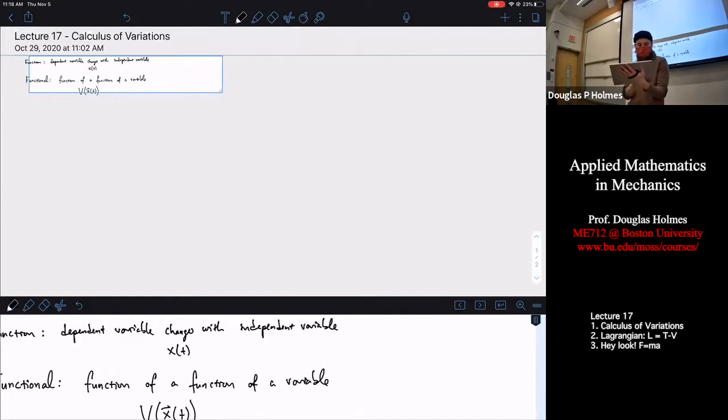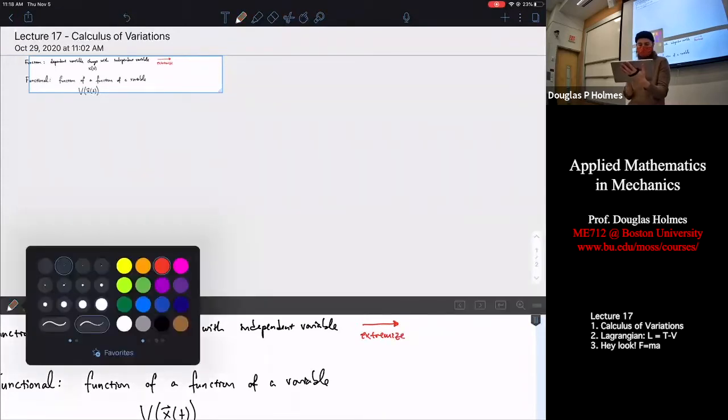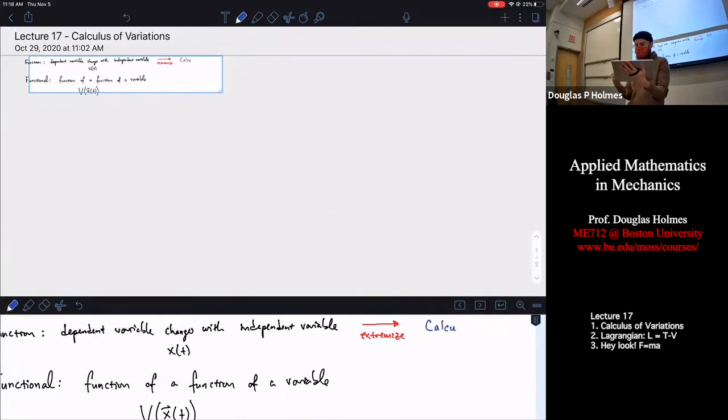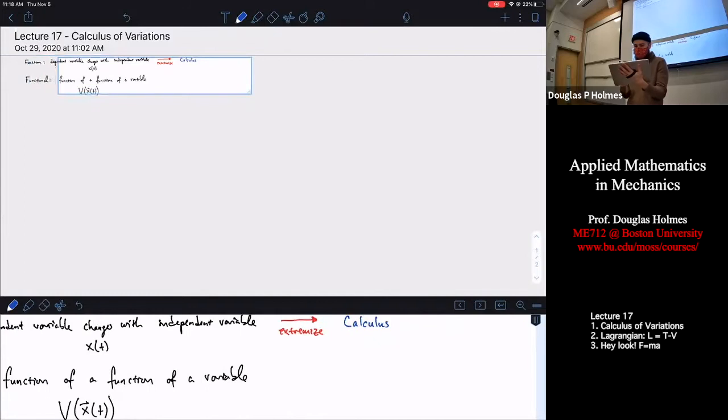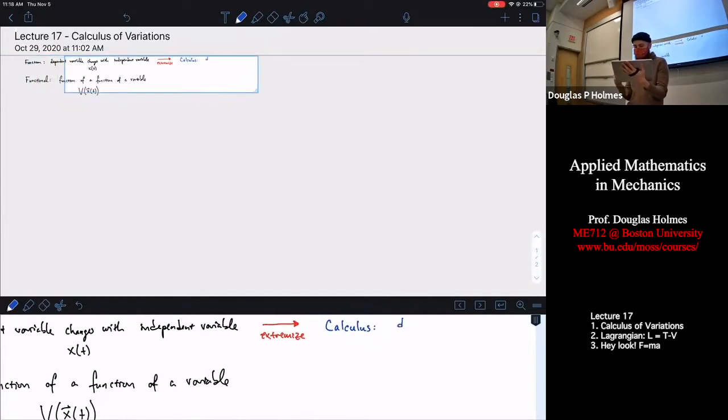So for a function, we know how to extremize this. Take the derivative of that function, set it equal to 0, solve for the location of that. You remember from calculus, we have no idea if that's a maximum or minimum. We often refer to it as kind of minimizing the function, but in fact that's incorrect. We're really just finding the peak, the maximum or minimum of that function.